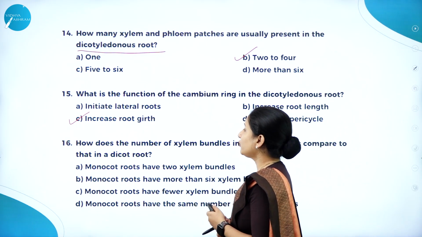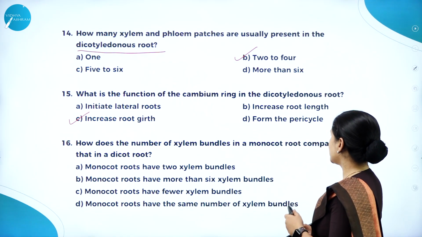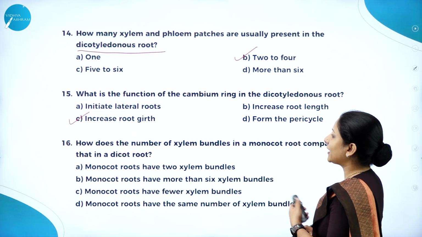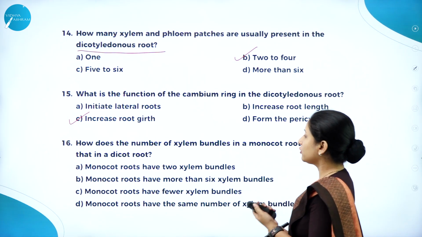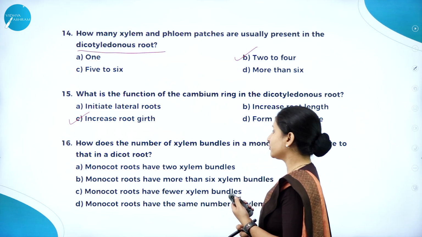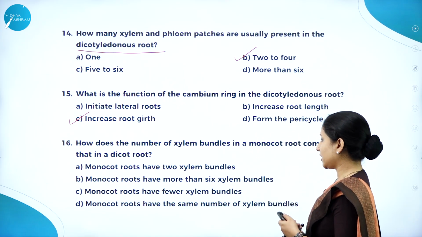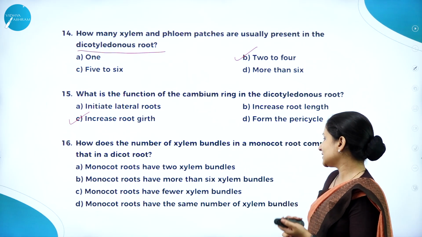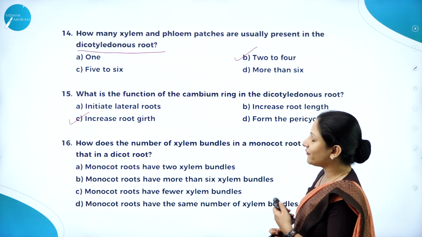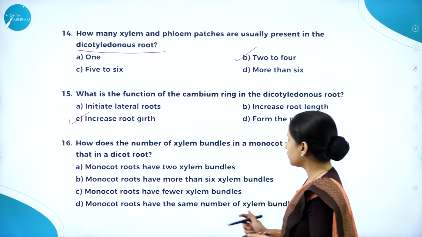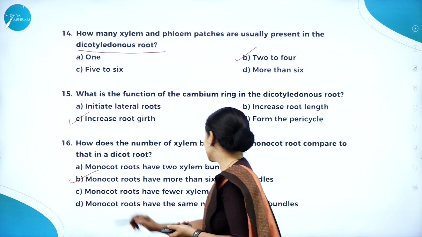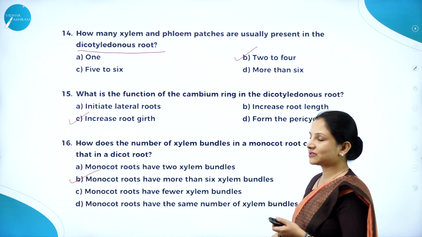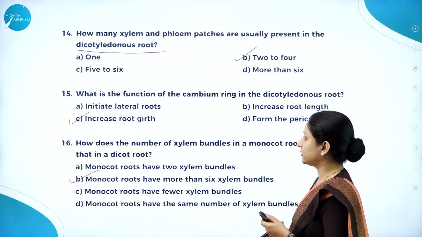Next question. How does the number of xylem bundles in a monocot root compare to that in a dicot root? Monocot roots have 2 xylem bundles. Monocot roots have more than 6 xylem bundles. Monocot roots have fewer xylem bundles. Monocot roots have the same number of xylem bundles. Actually, when compared to the dicot root, monocot roots have more than 6 xylem bundles. That is, they exhibit polyarch condition. So that you have to remember.